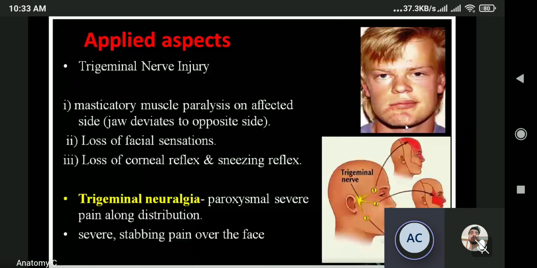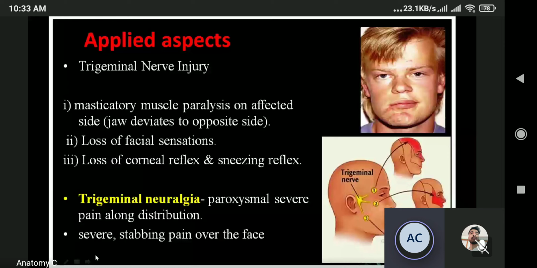There will be the loss of facial sensation. You can see the loss of facial sensation over here, the loss of the corneal reflex, and the next one is trigeminal neuralgia. Trigeminal neuralgia is severe pain along the distribution of the nerve. So along the branches of the trigeminal nerve, the pain will radiate, and you will be having severe pain over the face. That is all of the trigeminal neuralgia. You read the details.